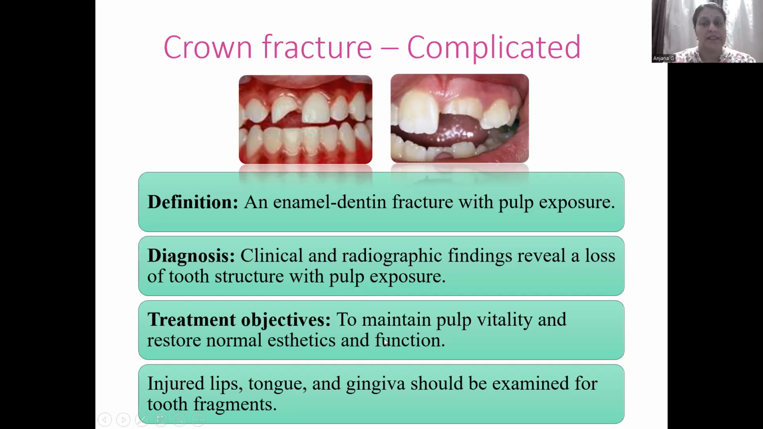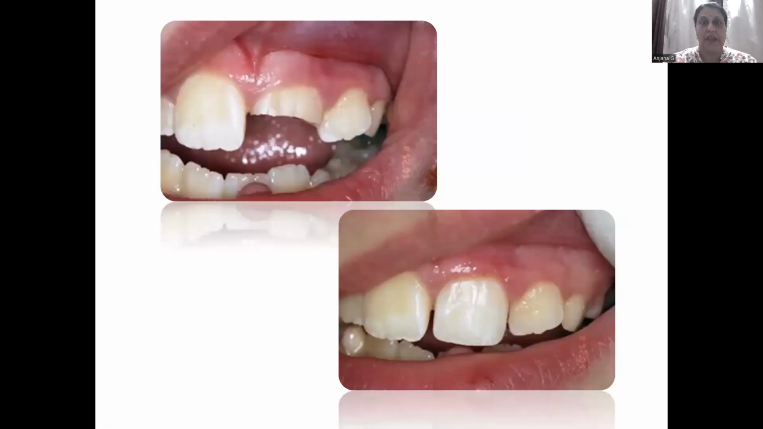It is not that easily done. It is easier said than done, because the patient has to report to you immediately for you to maintain pulp vitality. If the patient reports to you immediately, you will cap the pulp and restore the normal aesthetics and function. Whereas if the patient reports to you much later, you might have to do the endodontic management of the tooth. Injured lips, tongue, and gingiva should be examined for tooth fragments, like in uncomplicated crown fracture, because we don't want these to get embedded in the soft tissue.